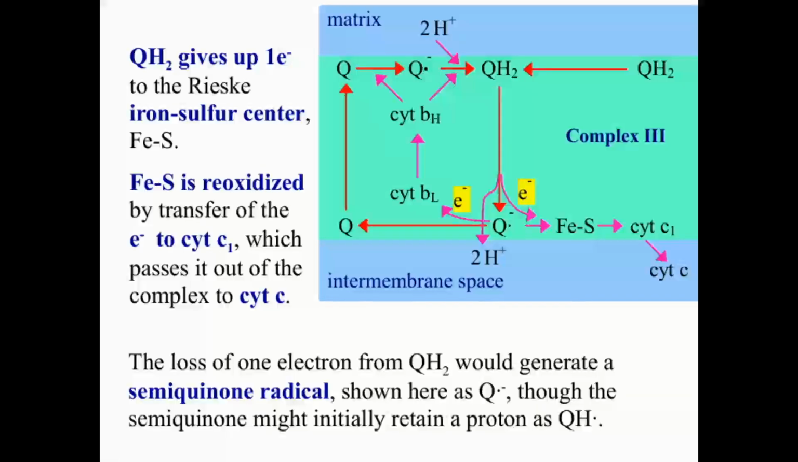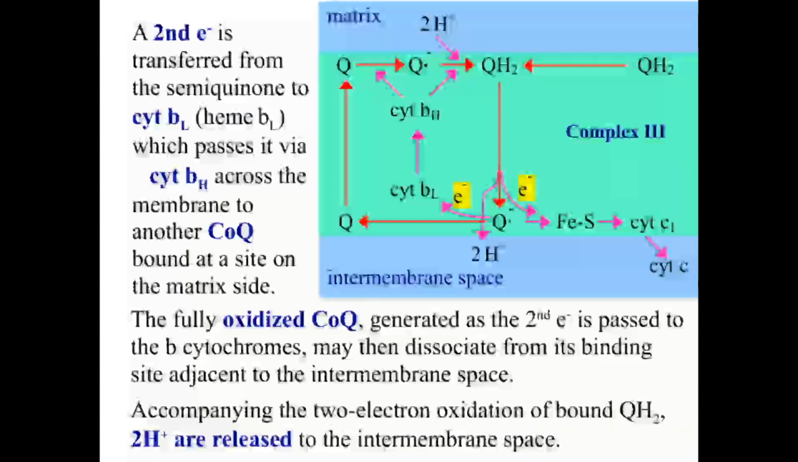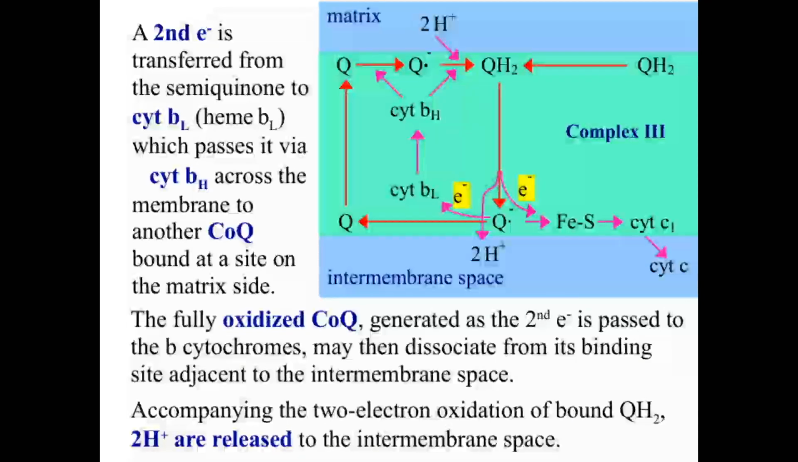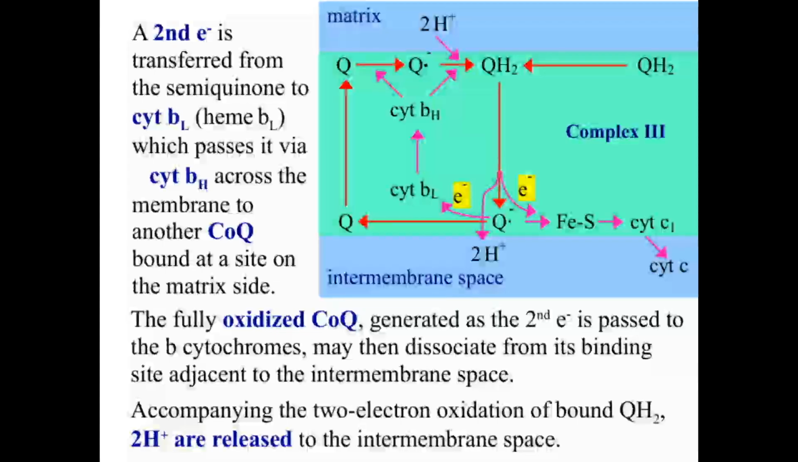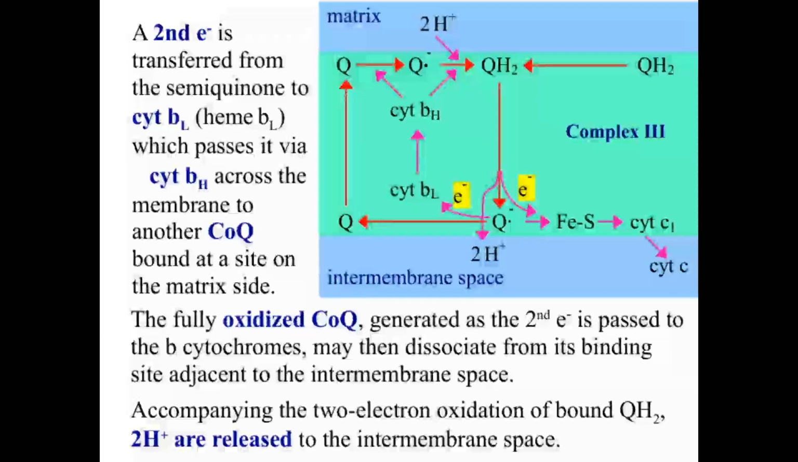Now, let's look at what happens with the second electron. It's transferred from the semiquinone to CytBl, which is heme Bl. From there, it moves through CytBh, crossing the membrane to reach another CoQ molecule that's bound at a site on the matrix side. This process is crucial because it helps us understand how electrons are efficiently passed along in the electron transport chain.